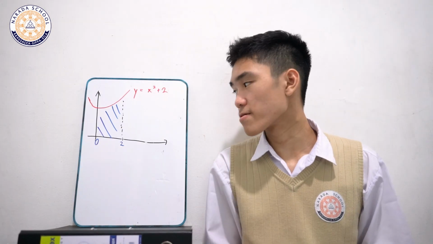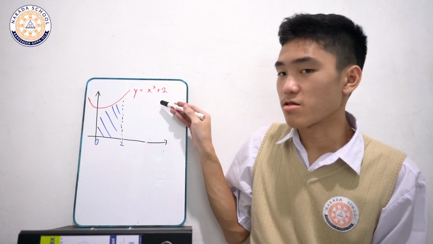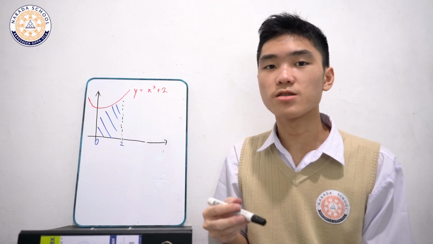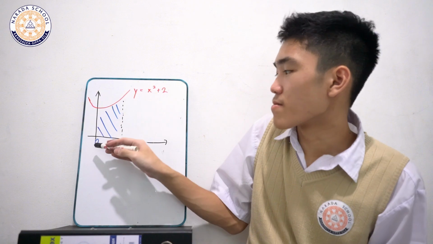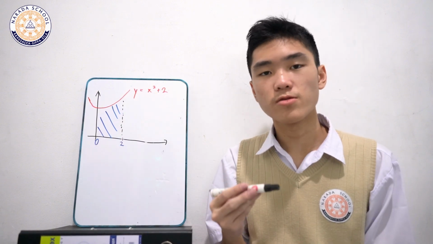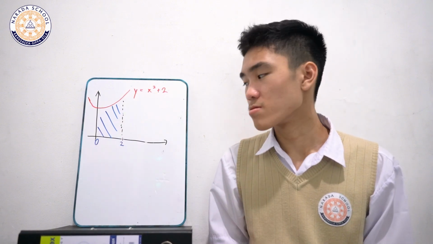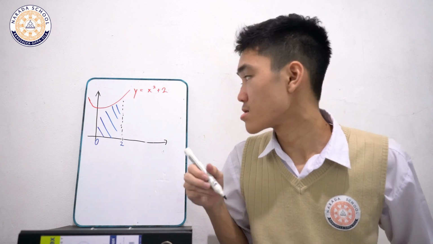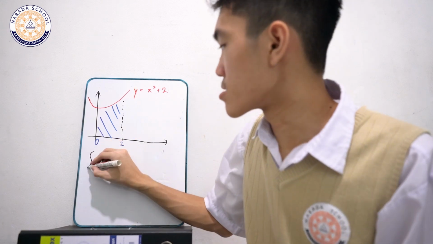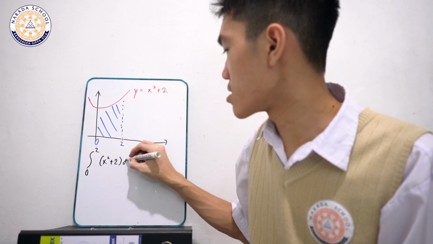Okay, so here we have a graph of the curve x squared plus 2, and we want to find the shaded area under the curve from 0 to 2. So how can we do this? Well, all we have to do is just to find the definite integral of x squared plus 2 from 0 to 2.